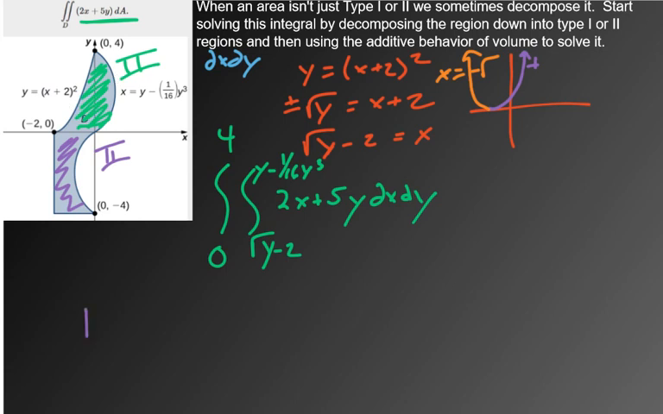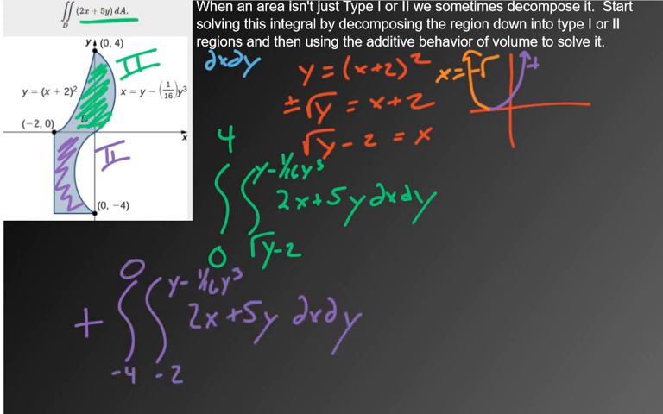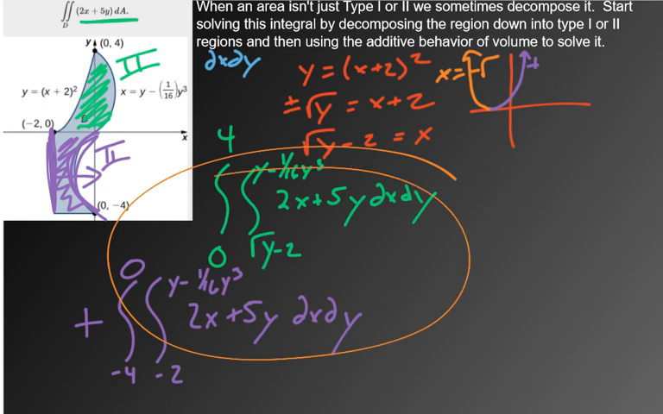And then the bottom half, this purple part, would look like this. That's just because I'm going from here, -2, over to this curve, which is part of this y minus 1/16 y cubed function. And then I go bottom -4 up now to 0 as the upper bound. And if you did that whole thing out, that's what this integral over this D region would be.